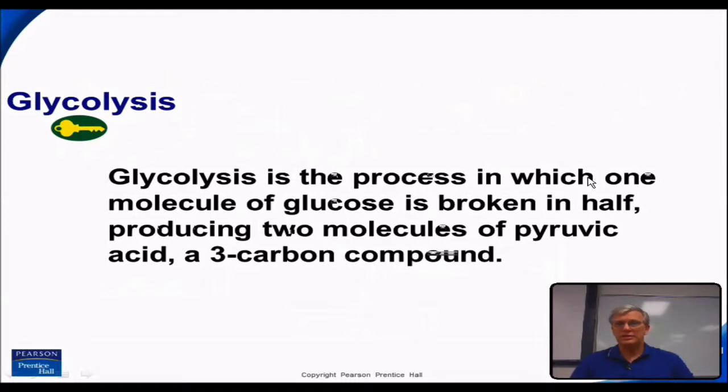So glycolysis is the process in which 1 molecule of glucose is broken in half into 2 molecules of pyruvic acid, each a 3-carbon compound.